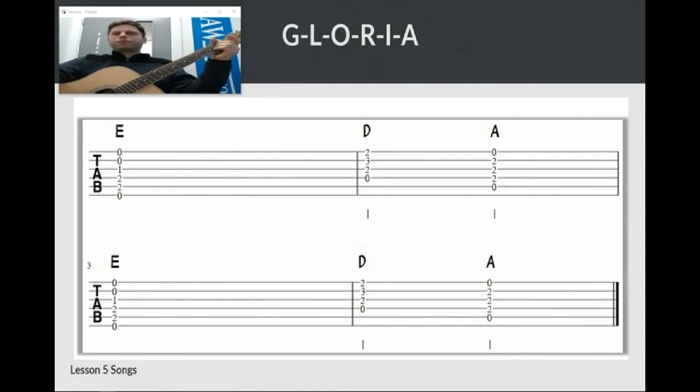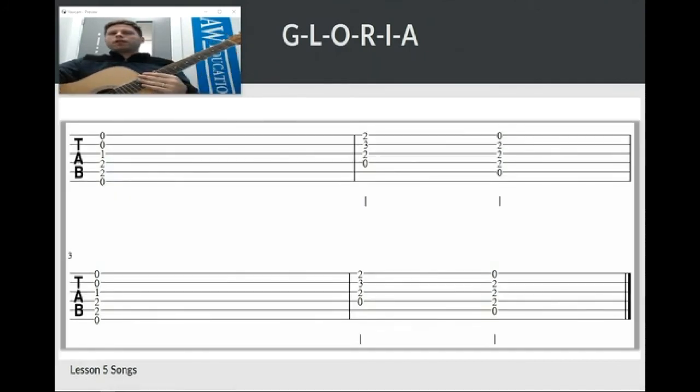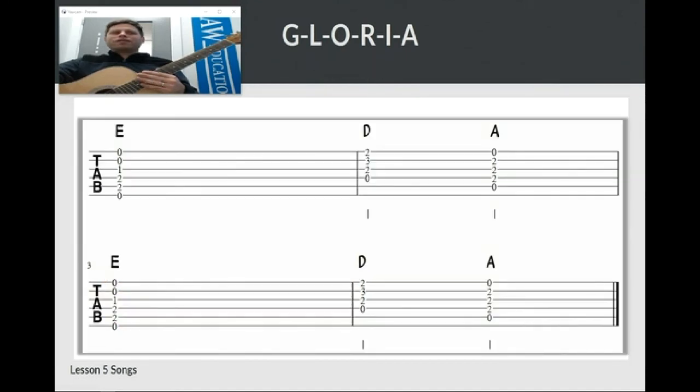1, 2, 3, 4. 1, 2, 3, 4. Alright, so let's all try and, whoa, that's really fast, no need to do it that fast. We have the E major, D, and A major, right? So let's do it. And again, we like to think of these four measures as a circle, right?